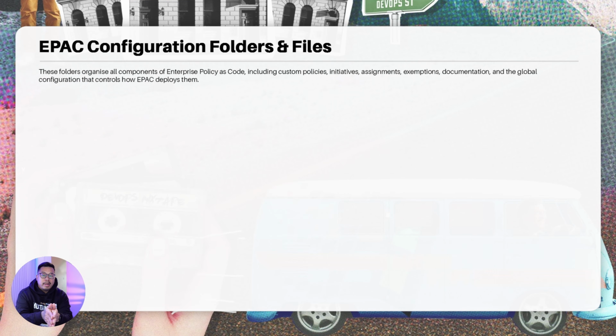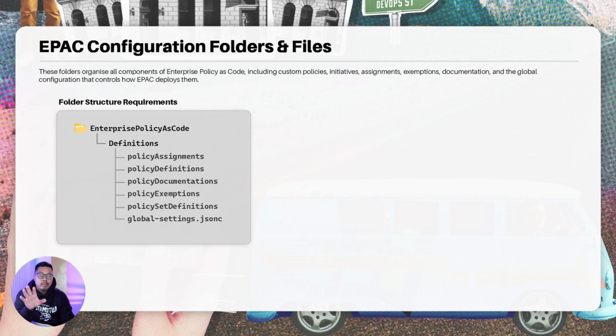Next up, let's talk about the EPAC configuration folders and files. EPAC has a requirement of a certain folder structure. If we have a look here, we've got an Enterprise Policy as Code folder. That folder in itself can be whatever you want to call it. In this example, it's called Enterprise Policy as Code. Now, what's important is the content inside and the structure. The structure needs to be Definitions and then the folders below, including the global-settings.jsonc. We'll just talk about what each folder is.